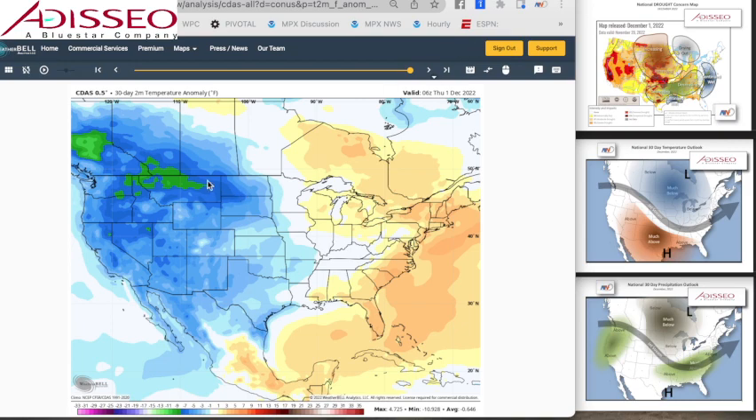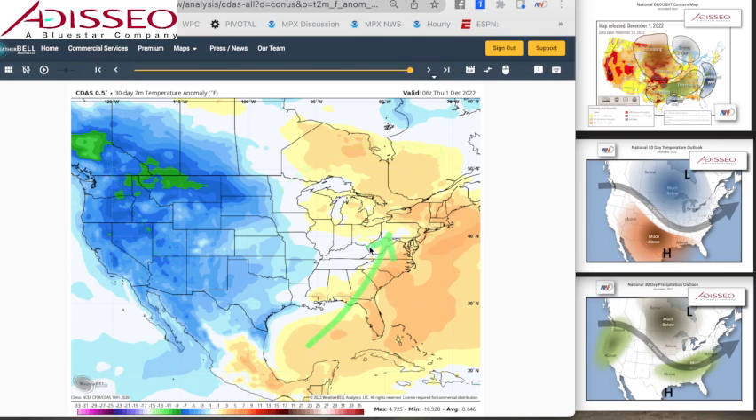All right, what you're seeing right now are the temperature departures over the last 30 days through the month of November. You can see we had a jet stream structure oriented like this across the country, with colder air funneling down into the western half of the country and warmer air building up over the eastern sections of the country.